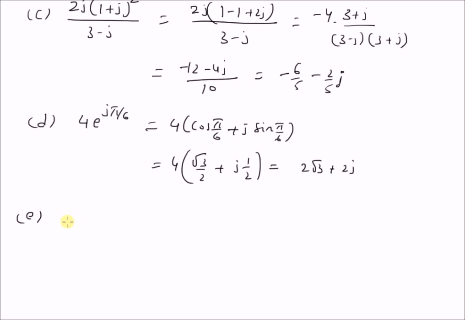Next, let us look at a slightly more complicated polar version, that is square root of 2 multiplied by e^(j 25 pi/4).